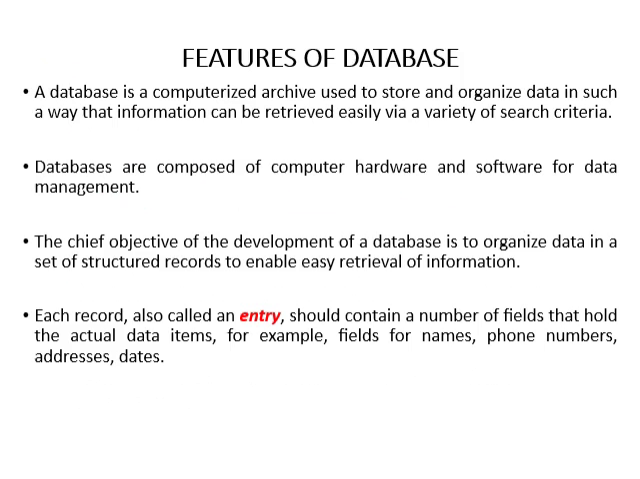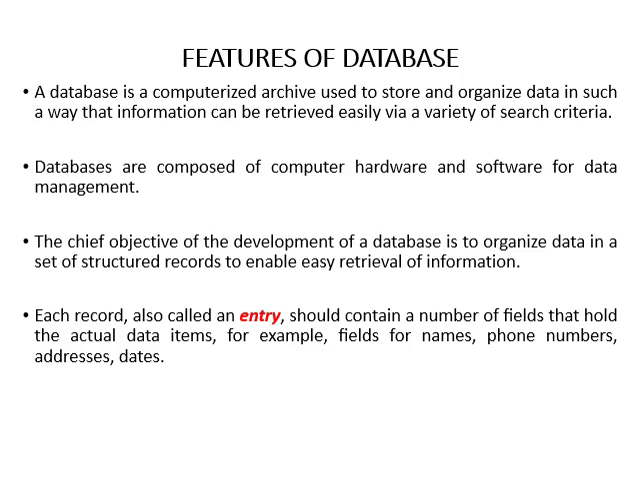Now let's see some features of database. Now a database is a computerized archive used to store and organize data in such a way that information can be retrieved easily via a variety of search criteria. So computerized archive means it's a place where we store some important things. So database is a computerized archive.